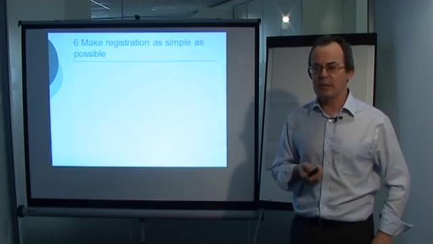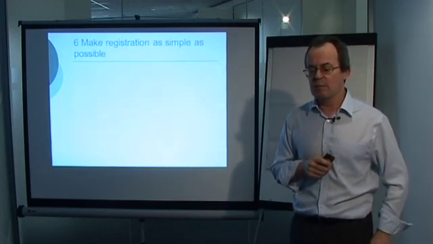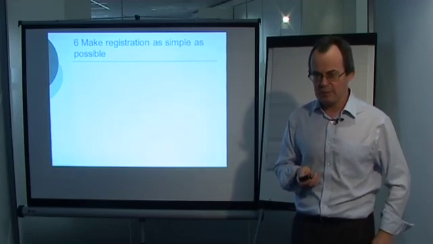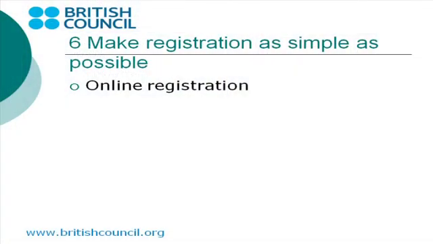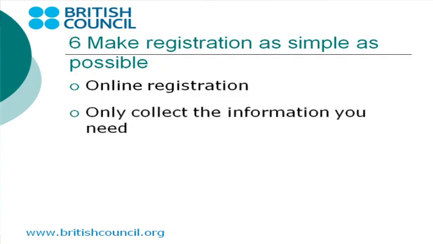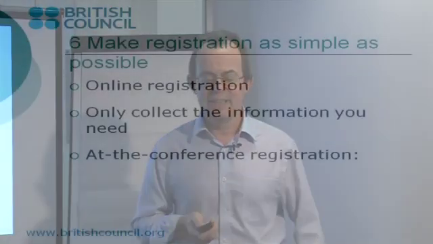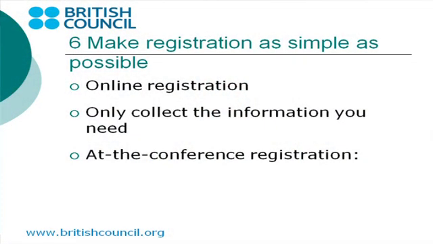My sixth point, and remember, this is still before the conference, is to make registration as simple as possible. If it's possible, of course, online registration would be very helpful. The other point is only collect the information you need. Don't make the form more complicated than it needs to be. Is there any point in finding out the age of the person attending your conference? The answer is probably no, unless you want a breakdown of your membership and people attending the conference. When we come to the conference registration itself, I think you need to plan ahead to make sure that this goes as smoothly as possible.